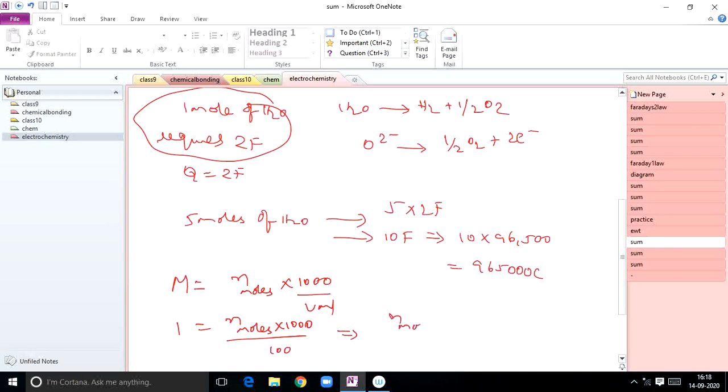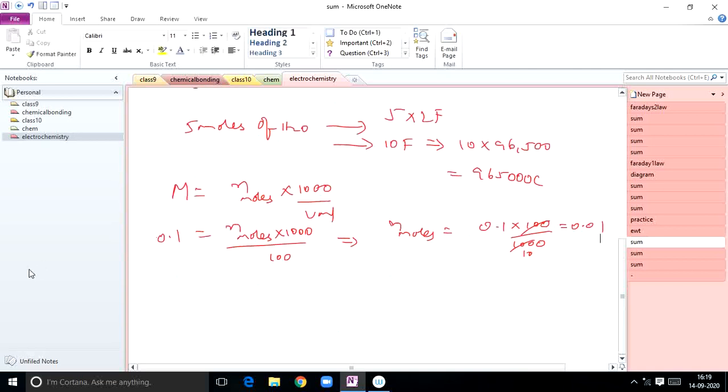So number of moles is equal to, you will get, here, what he has given in the question. Read, 0.1 molar he has given, students. Here you write 0.1. So from this, number of moles is equal to 0.1 into 100 by 1000, tens. So you will get 0.01, students. So number of moles you will get finally is 0.01 mole.